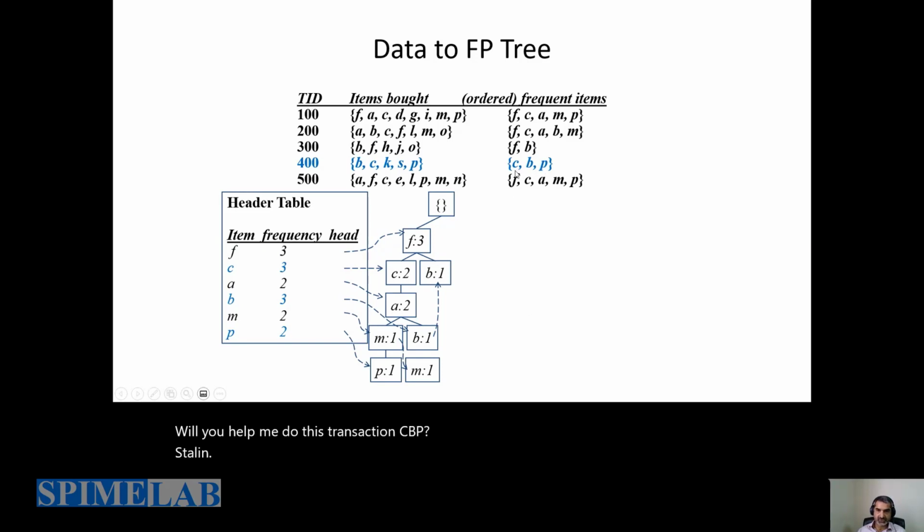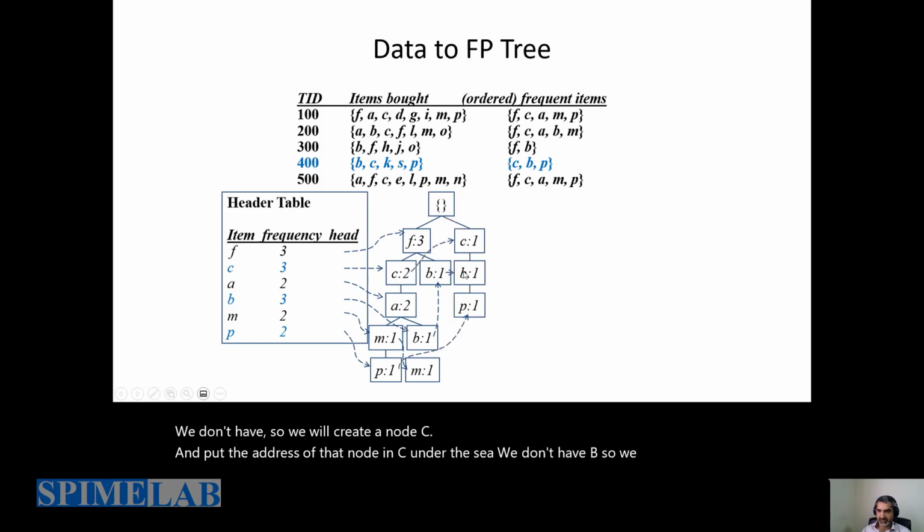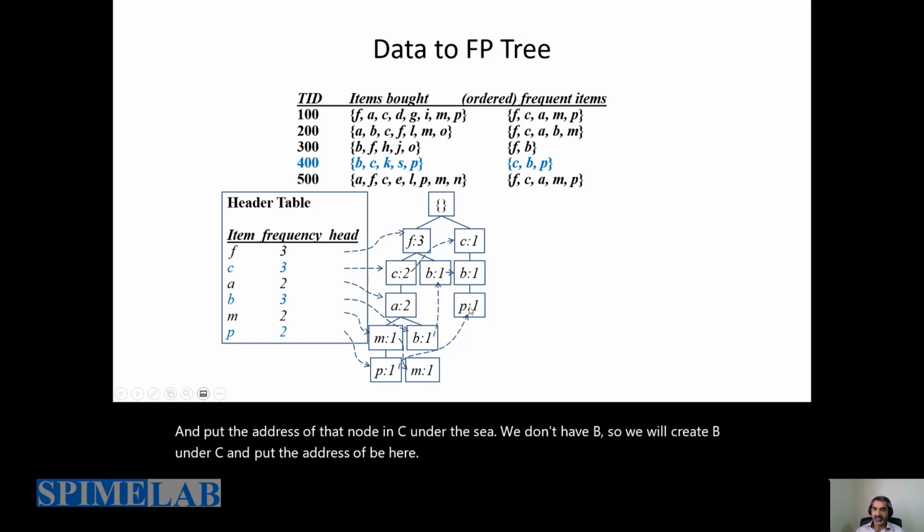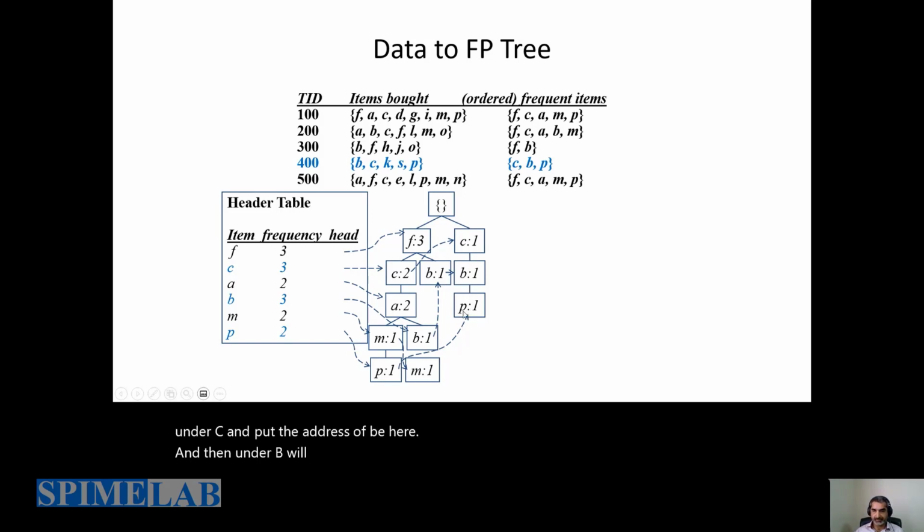What shall we do for this transaction, CBP, to put into the tree? We will check, do we have C under the root node? We don't have. So we will create a node C and put the address of that node in C. Under the C, we don't have B, so we will create B under C and put the address of B here. And then under B, we will put P. P, we already have an existing node in the tree, so we will create a connection to P here, like this.